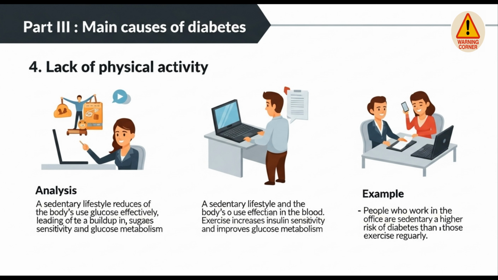Number 4. Lack of physical activity. Analysis. A sedentary lifestyle reduces the body's ability to use glucose efficiently, leading to a buildup of sugar in the blood. Exercise increases insulin sensitivity and improves glucose metabolism. Example: people who work in an office and are sedentary are at higher risk of diabetes than those who exercise regularly.